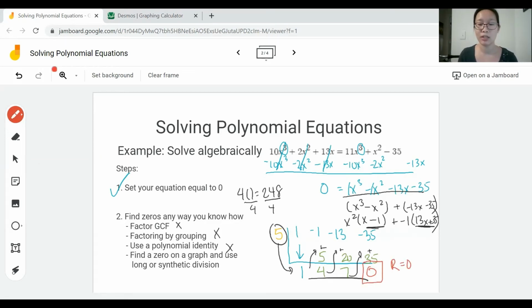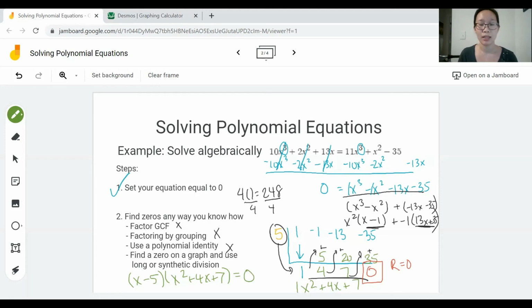My remainder is 0, which means that this is a factor. And I'm going to rewrite my factor with my exponents. So this is 1x squared plus 4x plus 7. And now I know that my factors are x minus 5 and then x squared plus 4x plus 7. And when I have that equal to 0, I can use the zero product property. I can set each one of these factors equal to 0 in order to find what my zeros are.